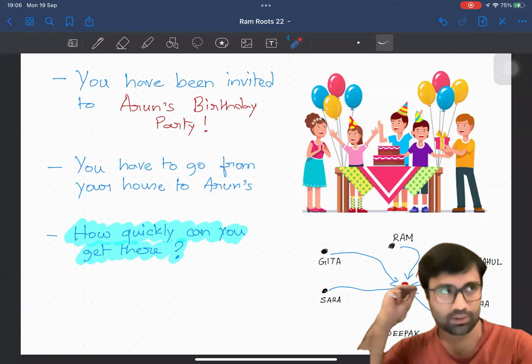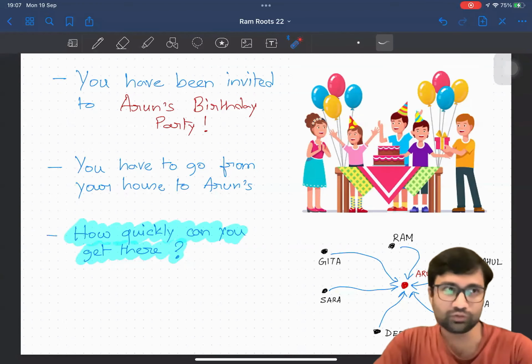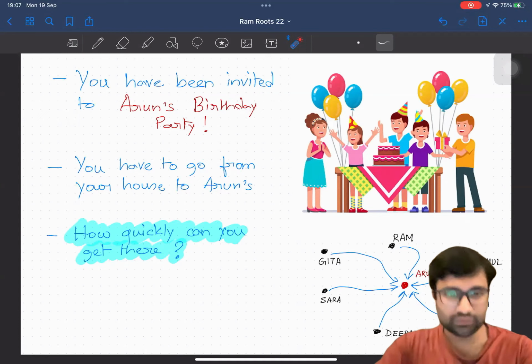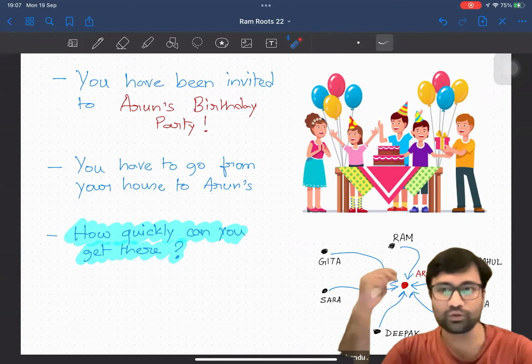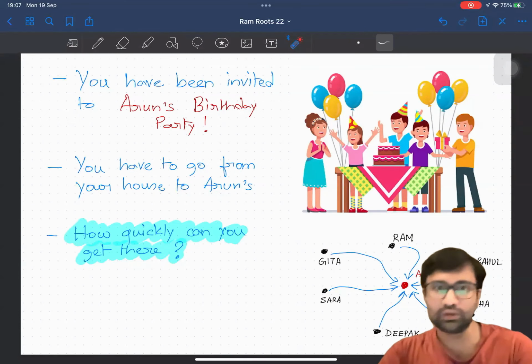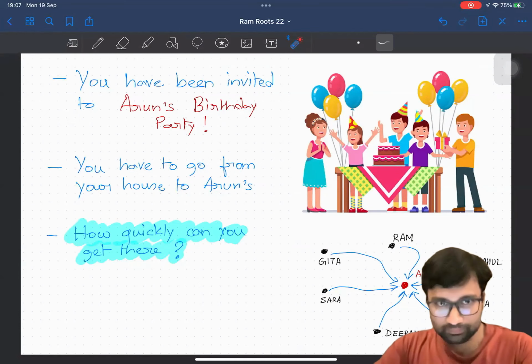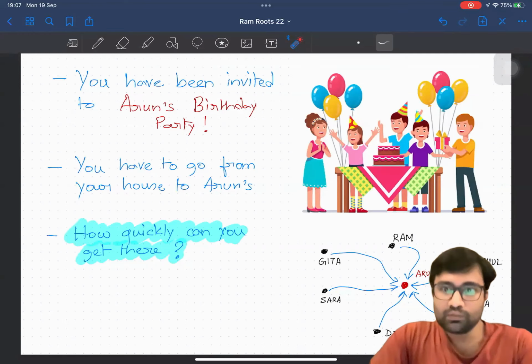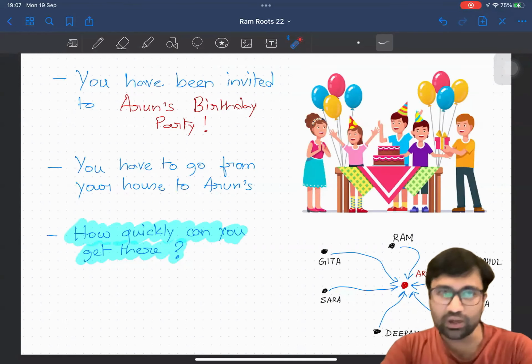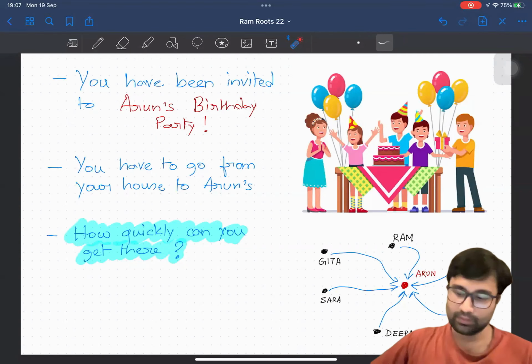Normally, you'd set out from your house in some direction, and you'll drive or take an auto or something, and you want to reach your friend's house as quickly as possible, right? Whenever we want to travel, we want to reach there as quickly as possible. So the best way is to find the route where the time taken is minimum, right?